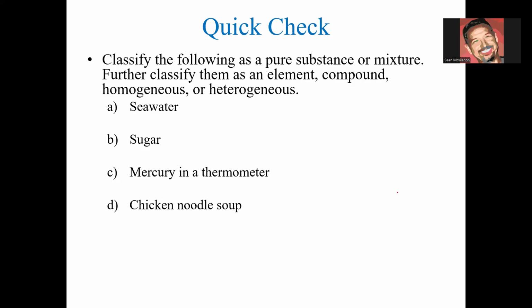So for this quick check, I want to classify the following as a pure substance or a mixture. Once I know what it is, if it's a pure substance, is it an element or a compound? If it's a mixture, is it heterogeneous or homogeneous? So seawater, it's a homogeneous mixture. It's got salt, it's got water. Now again, people could be sticklers and argue, well, what if there's a lot of kelp or algae? In that case, again, in general, salt water is pretty uniform.